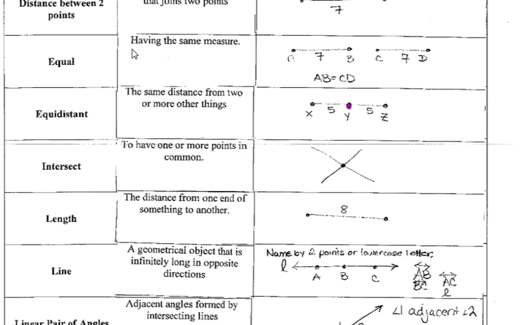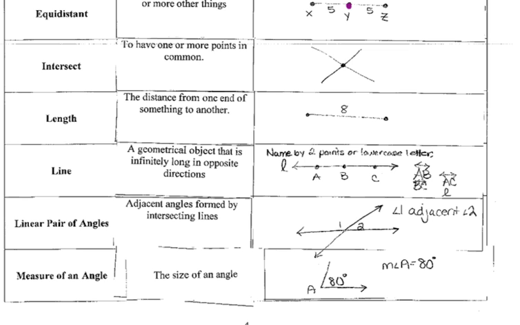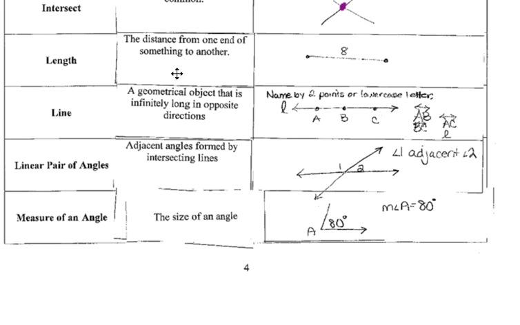Intersect means to have one or more points in common. So the point of intersection, the point that they have in common in that picture, is that purple point. Length, quite simply, is the distance from the end of something to the other. So the length of this line segment is going to be the distance from one endpoint to the other.